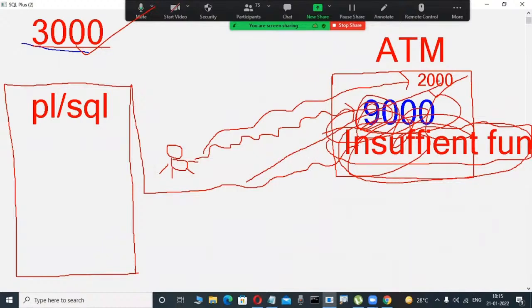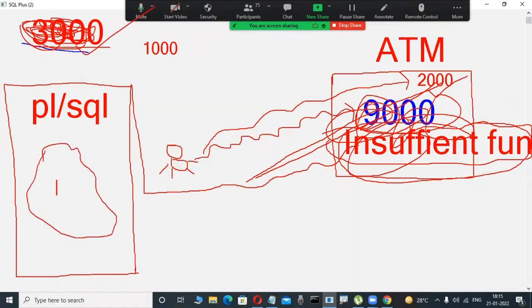Now, whenever we withdraw 2,000, what is the available balance? Here 3,000 minus 2,000, that is 1,000. I want that to be reflected in my database. Otherwise, if you withdraw 2,000 and 3,000 is still available, the total banking system would collapse. Those transactions are all done through coding. That's why PLSQL developers are required in a project.